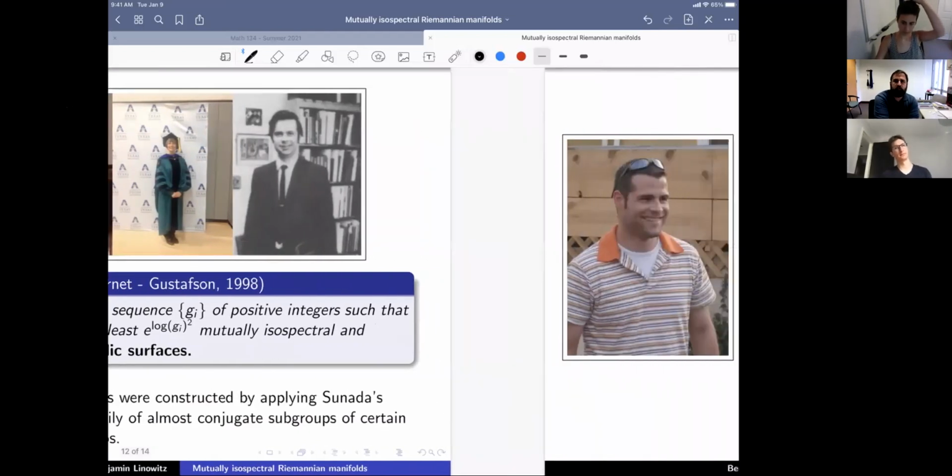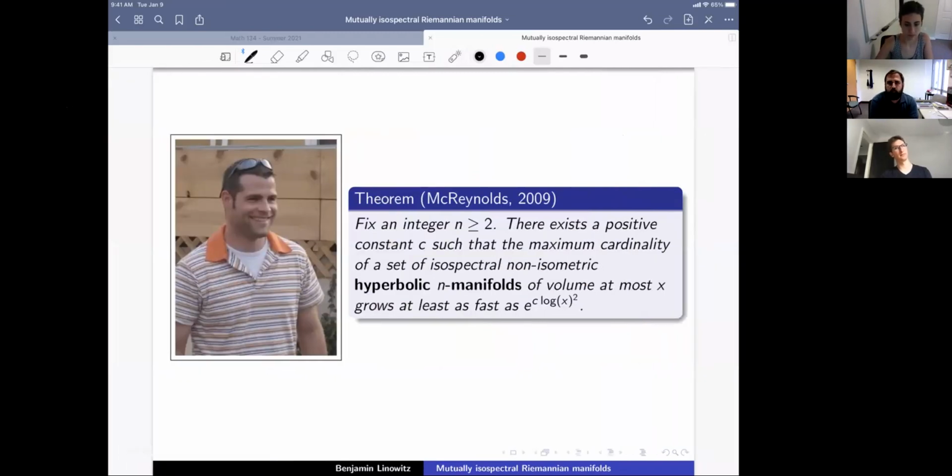So these are surfaces. In 2009, Ben McReynolds extended this to hyperbolic n-manifolds and certain complex hyperbolic manifolds as well. So Ben proved that there's some constant C such that the maximum cardinality of a family of isospectral, non-isometric, volume X hyperbolic manifolds is at least e to the C log X squared. And so Ben also used Heisenberg groups, and he got this same growth factor.